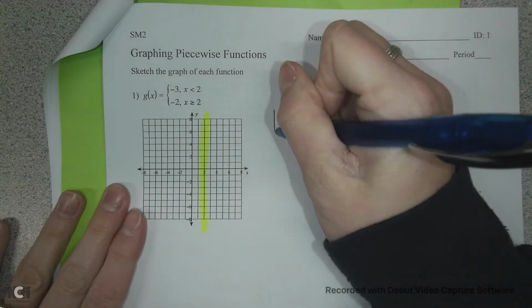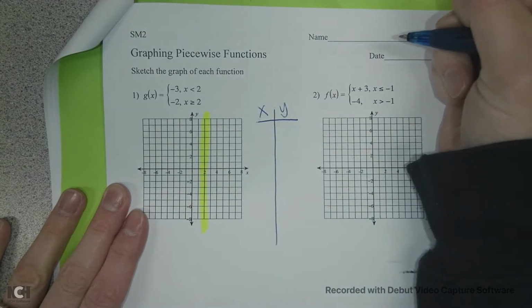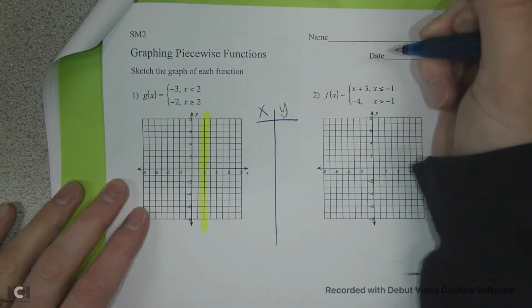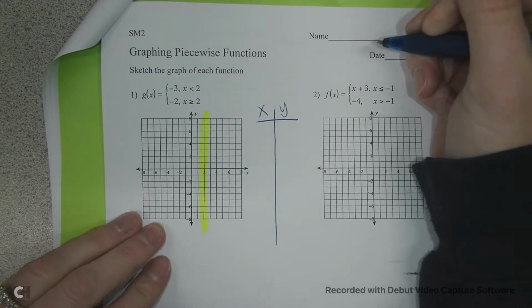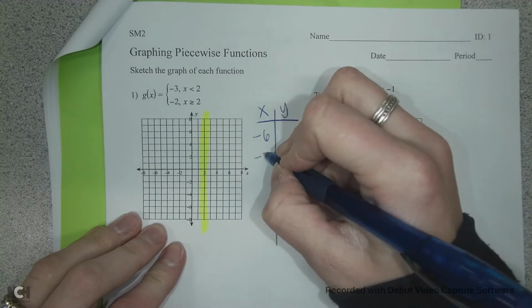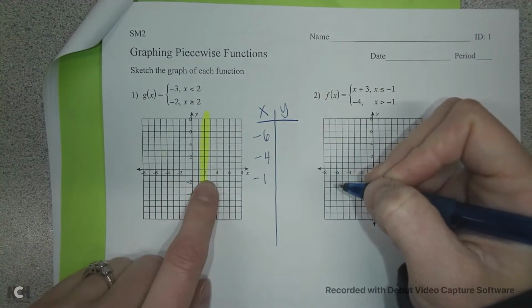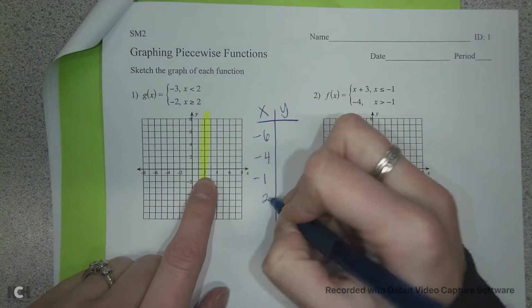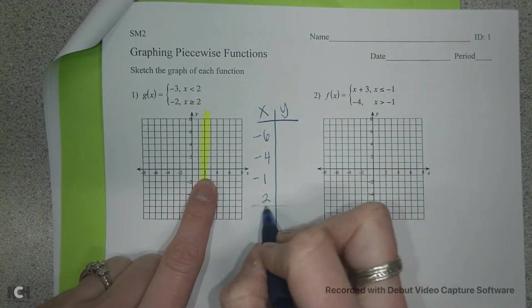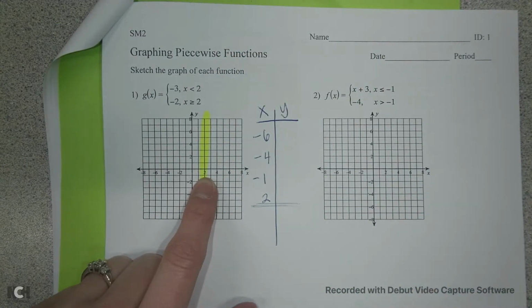So I like to make a table of values, and I'm going to just pick some numbers so I have an idea of what the line looks like. So like -6, -4, -1, and then I also want to pick 2. But this is going to be kind of like my tipping point because it's a shift on the line, and we're going to talk about that.